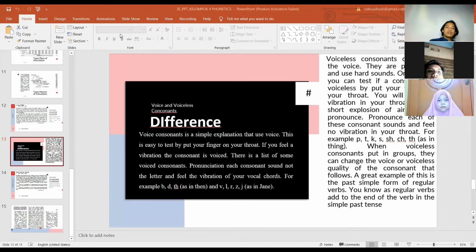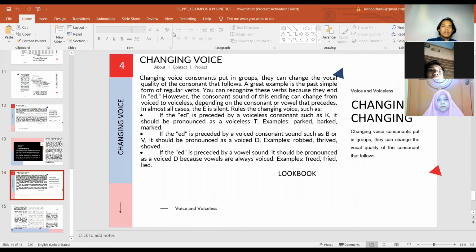A third, changing voice. Changing voice consonants put in groups, they can change the vocal quality of the consonant that follows. A great example is the past simple form of regular verbs. We can recognize these verbs because they end in ED. However, the consonant sound of this ending can change from voiced to voiceless, depending on the consonants or vowels that precede. In almost all cases, the E is silent.